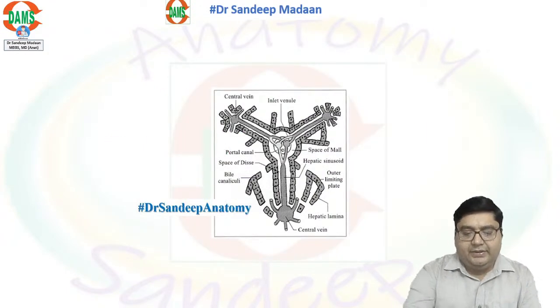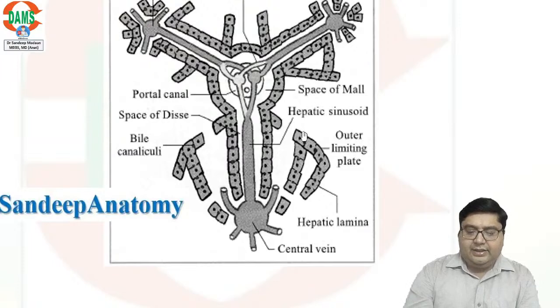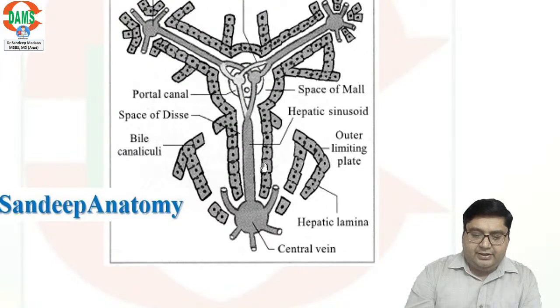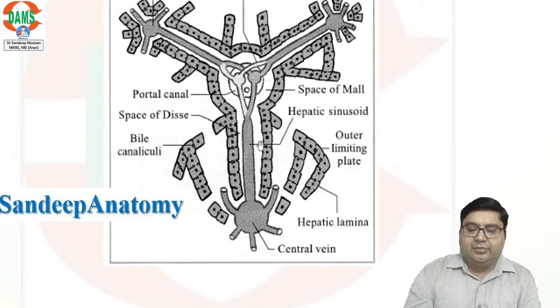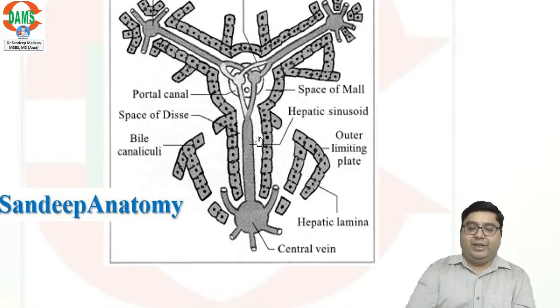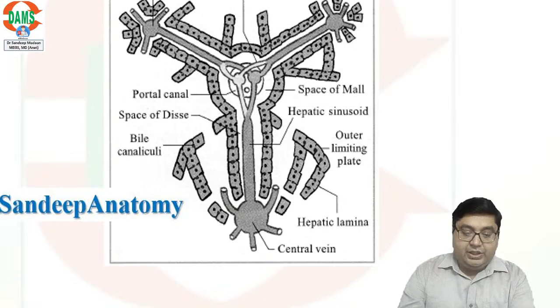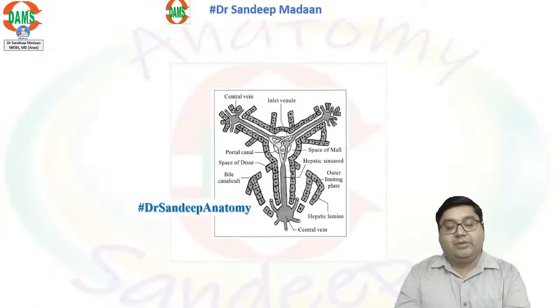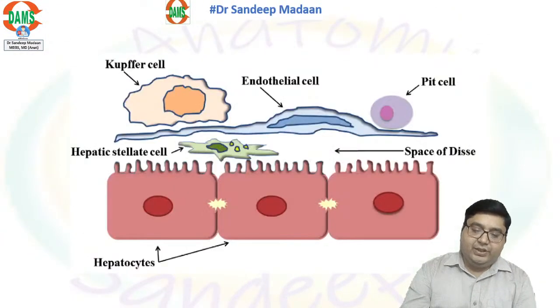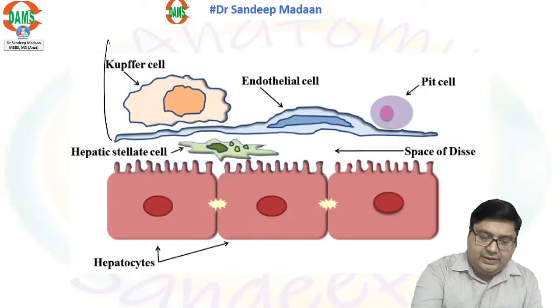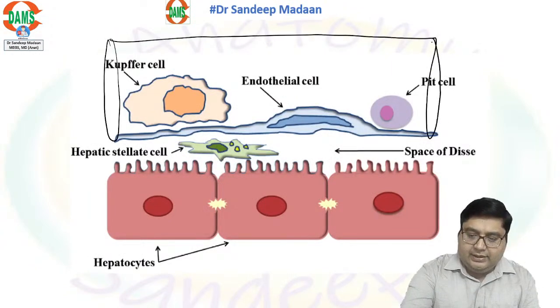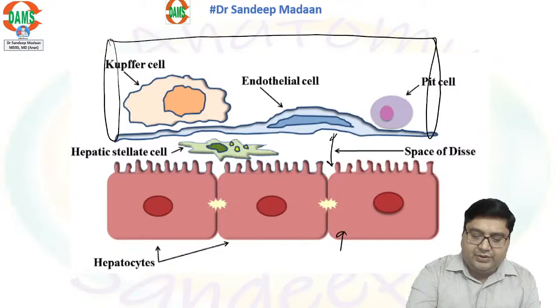And what is this space? Here you can see these are the hepatic cells in the hepatic plate. This is the sinusoid. Between these two parts we have the space of Disse. The question is sometimes asked what structure will be present, what will not be present. So this is the space of Disse, this is the sinusoid, this is the hepatic plate. You can see between the two we have the space of Disse.